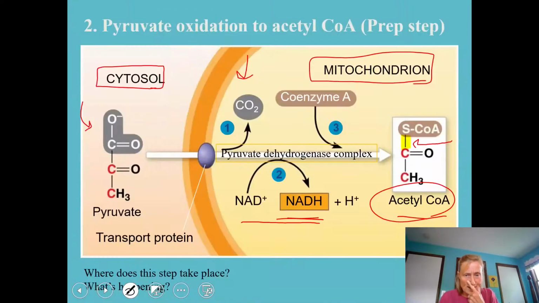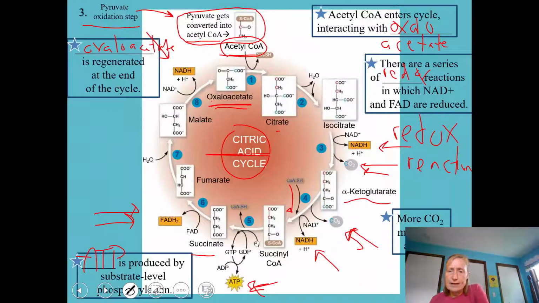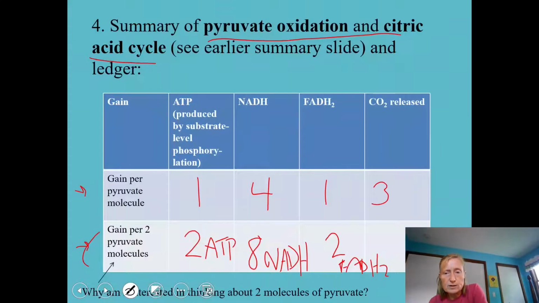And how much carbon dioxide was released along the way? Well, let's go back. Here's 1 molecule of carbon dioxide in the pyruvate oxidation step, and then one more, and then one more. I see 3 molecules of carbon dioxide being released when 1 molecule of pyruvate is completely oxidized. That doubles to 6 CO2 for 2 molecules of pyruvate.